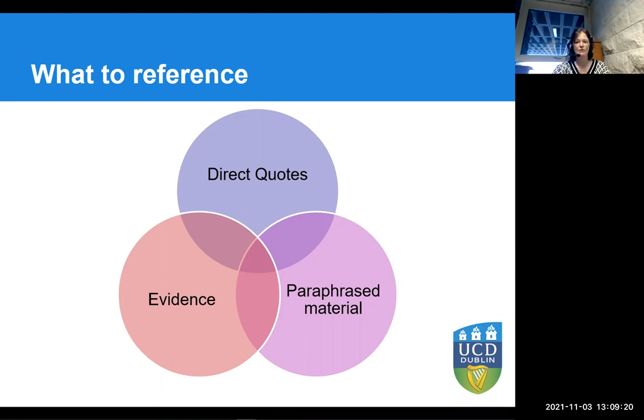If you do use a direct quote, you need to provide the page number and the details of the journal or the book where you found it. So the person basically reading your essay should be able to go and find where you found that quote, the journal or the book, turn to that page and see the quote that you've used.